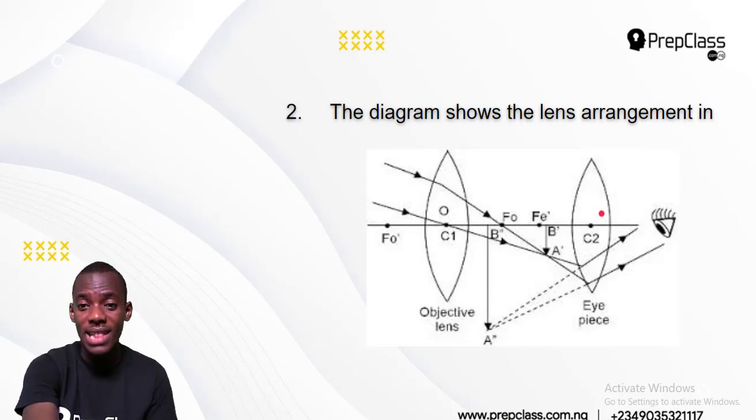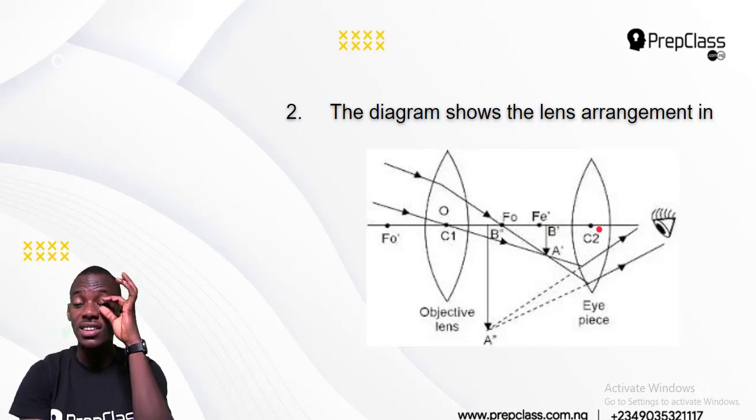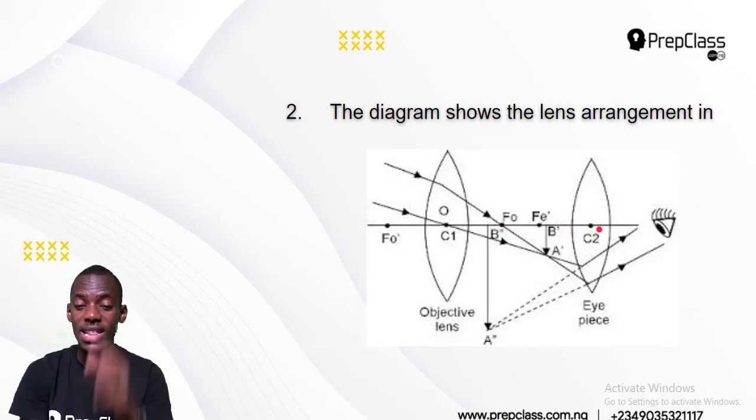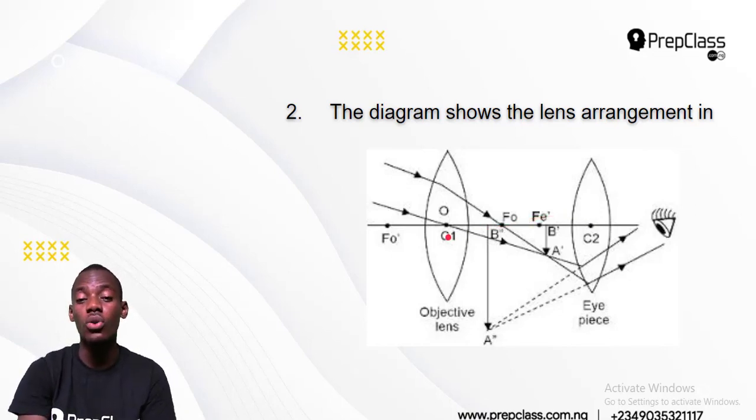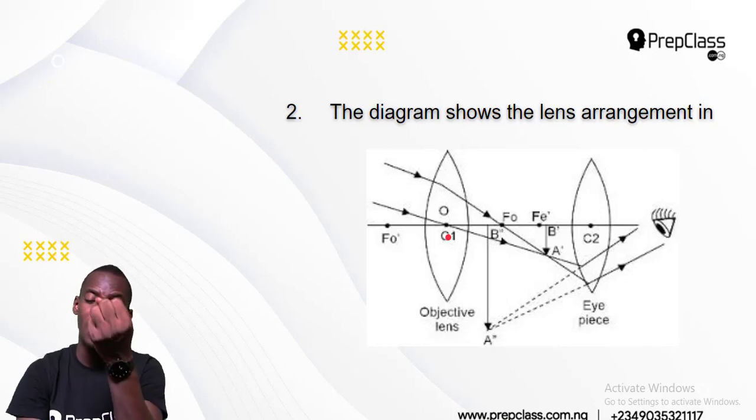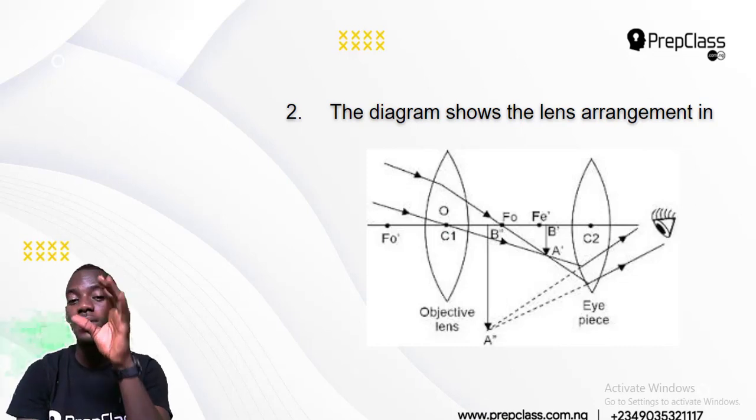One is the eyepiece lens, and the second one is the objective lens. So this is the first one. The first one is for your eyes. It is the lens closer to your eye. That's the eyepiece lens. Then we have the objective lens, and that one is for the far object, to bring it closer.